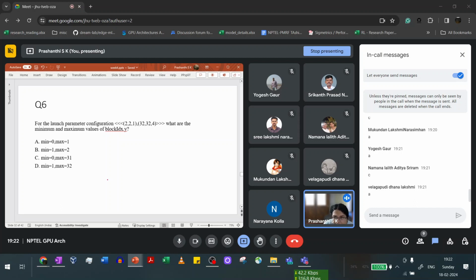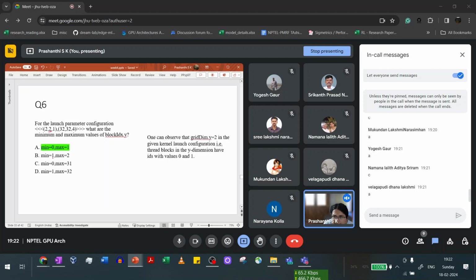Okay, let's look at the answer. Yeah, A is correct. Again, grid dimension dot y equal to 2. Therefore, in this launch configuration, the thread blocks in the y dimension have IDs of 0 and 1. That's all. So min and max is 0 and 1, which is your option A.